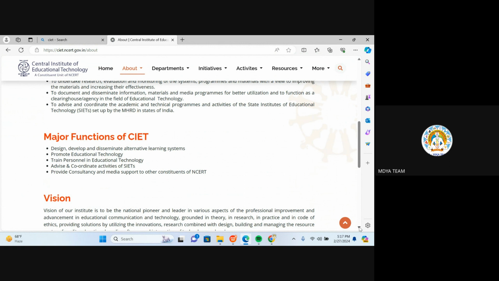C is for center, S is for the state level. The full form is the same. C is for the center, the central government, and S is for the state government.